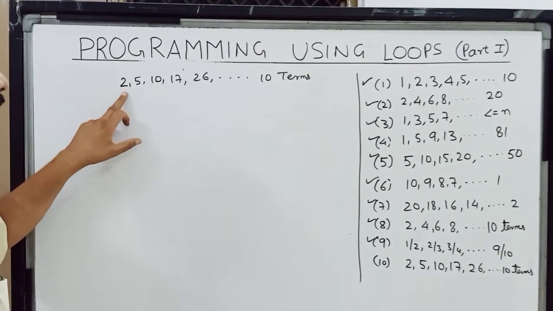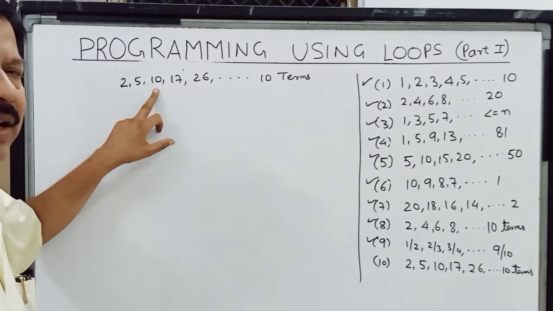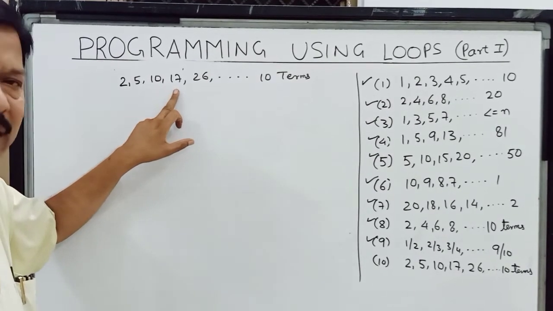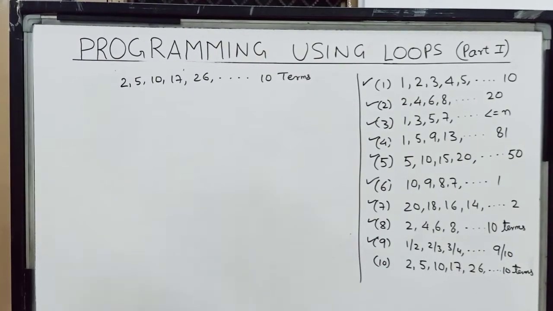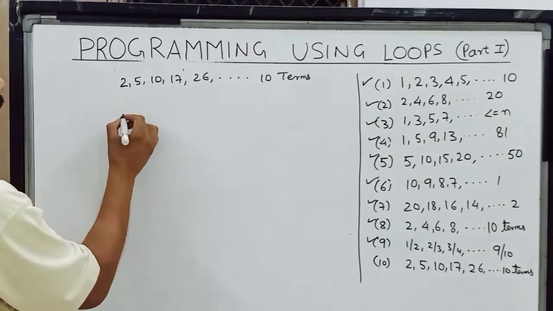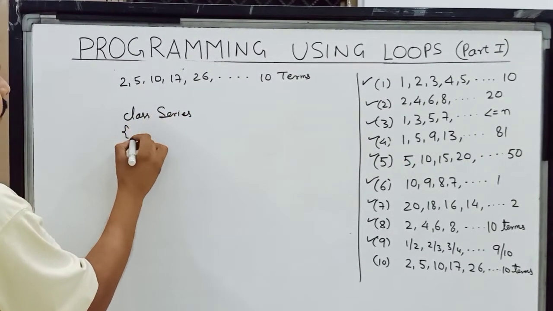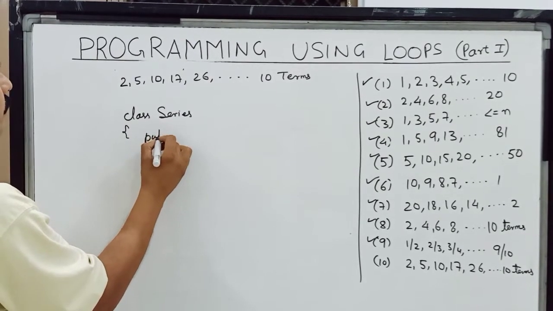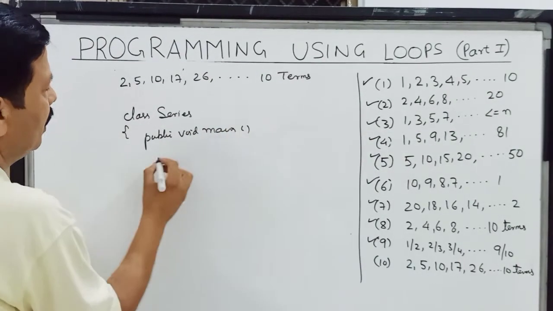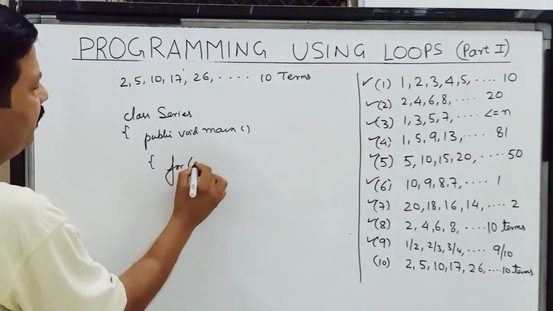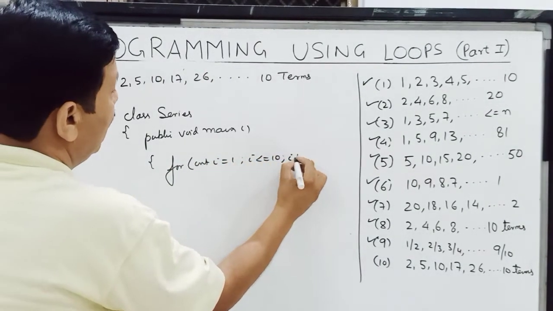So it is 1 square 1 plus 1, 2 square 4 plus 1, 3 square 9 plus 1, 4 square 16 plus 1, then 5 square 25 plus 1. So it is getting executed how many times? 10 times. So class series, then we have public void main, and children, how many times is the series going to get executed? 10 times. So I say I is less than equal to 10, I plus plus.